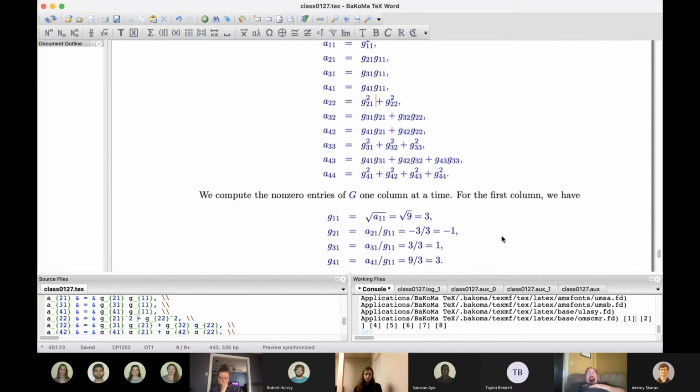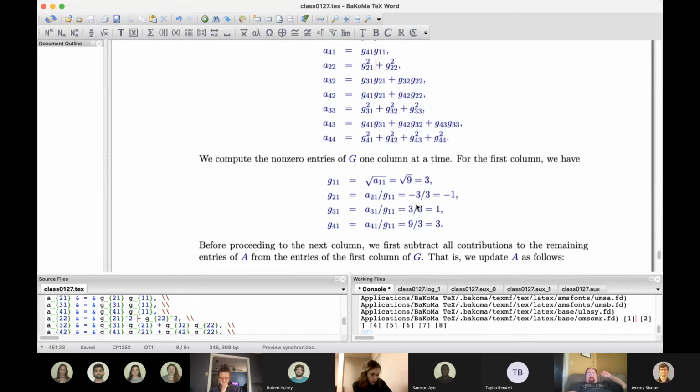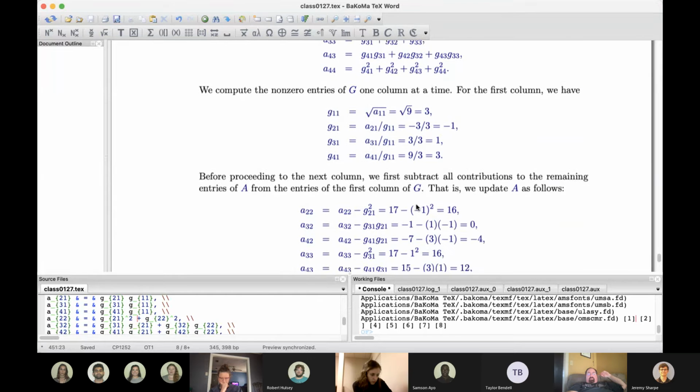So what I do here is I just step through the process of solving for all these entries. Notice I figure out the first column of G right off the bat after computing the square root. Then I go to the second column.